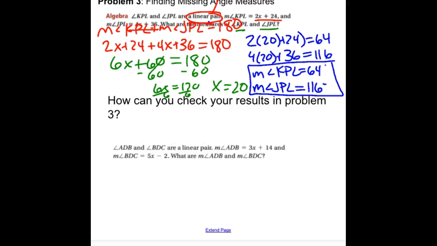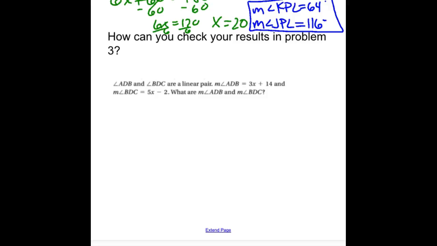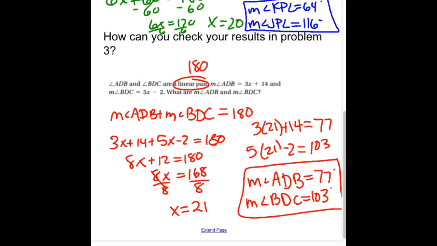This next question, we talked about this already. How can you check your results in problem 3? Make sure that those two form a linear pair. Make sure they're supplementary. What I want you to do now is pause the video here and try this next one on your own. All right, check your work with mine.